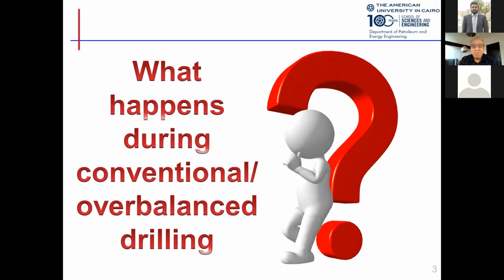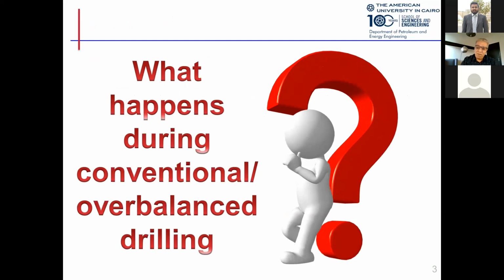Now, when it comes back to drilling, we have to differentiate between two types of drilling: the conventional one, which is carried out overbalanced, and a new type of drilling, which is controlled pressure drilling. So now when we say overbalance or underbalance, what do we mean by each of them?